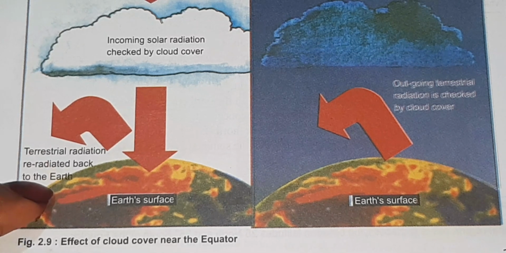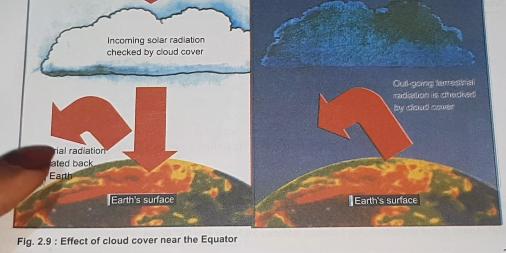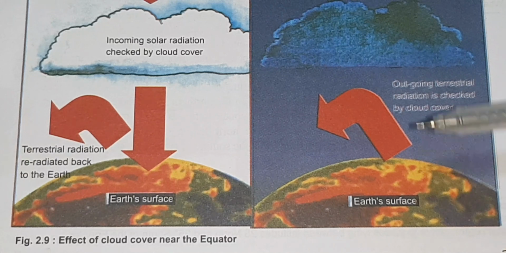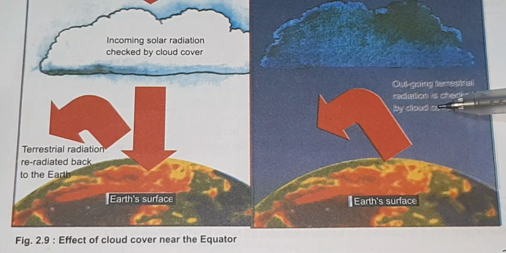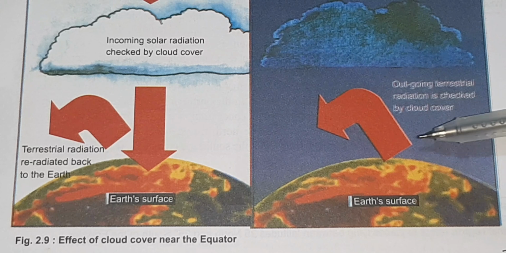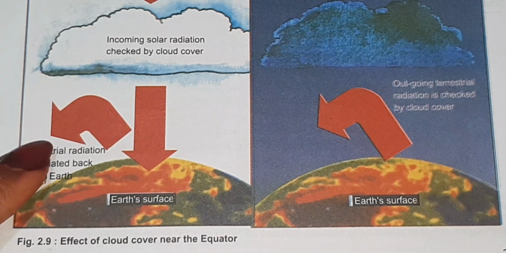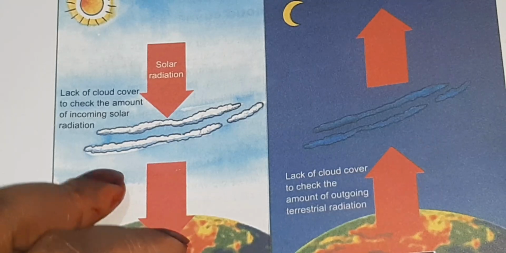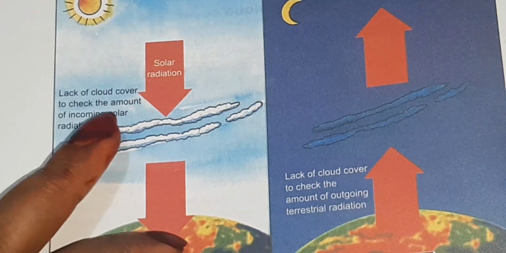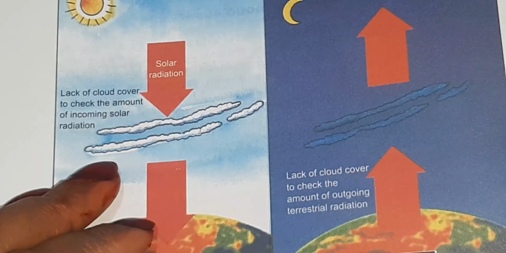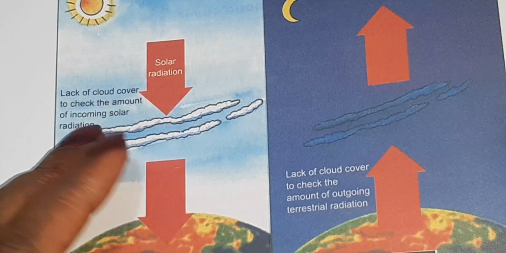So that is the effect of cloud cover near the equator. And how about this area? Here you see this is the outgoing terrestrial radiation checked by the cloud cover. So the earth surface, this is showing the earth surface. So guys, now you tell me, how does cloud cover affect the temperature in the hot desert?